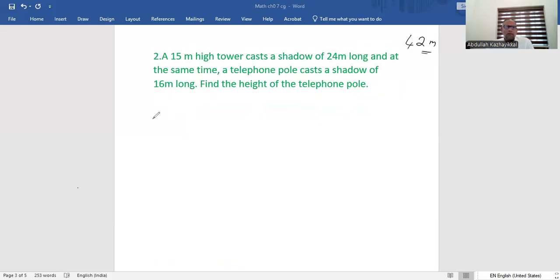Now listen here. A 50-meter high tower casts a shadow. Here, I am drawing the tower. This is a tower, perpendicular. This is the shadow here, 50 meter.